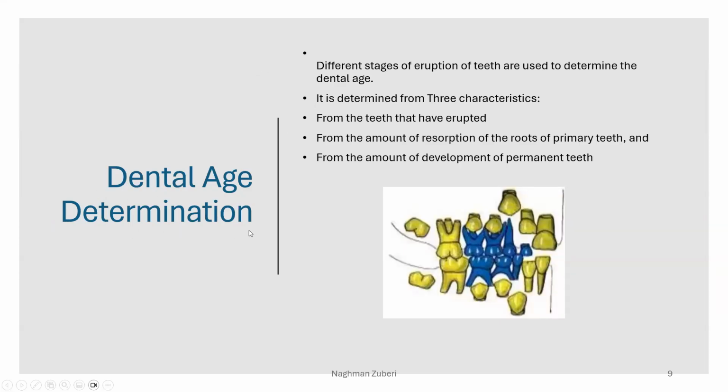Dental age determination. Different stages of eruption of teeth are used to determine the dental age. It is determined from three characteristics: from the teeth that have erupted, from the amount of resorption of the roots of primary teeth, and from the amount of development of permanent teeth.